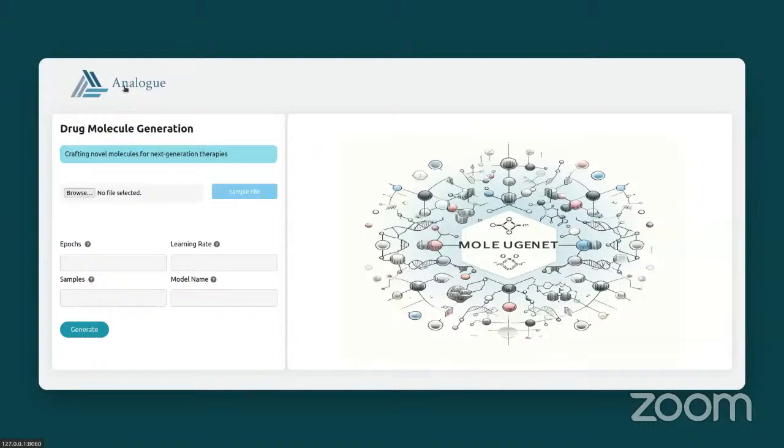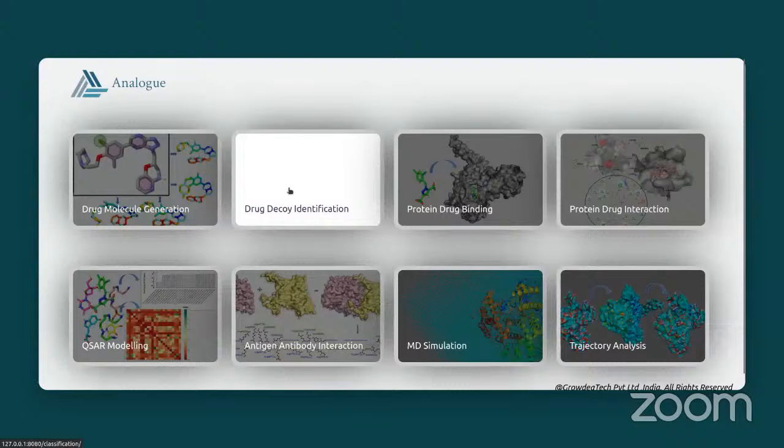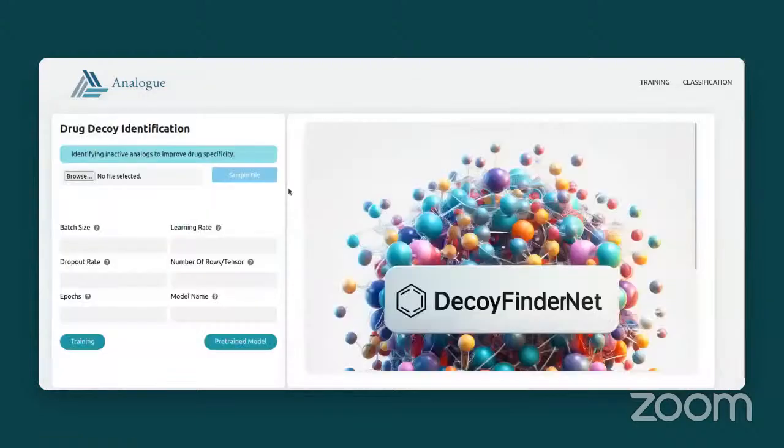Now let's say you have got a set of molecules with you, and you want to know which one is active towards a specific target and which one is not. So for that query, we have another module.